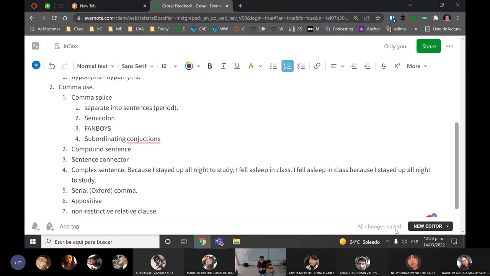So sometimes we use commas when we don't need it. We overuse the comma. And that's why I'm saying, as you're learning these five or six situations or contexts for using a comma, if it doesn't fall into one of these categories, probably you don't need it. That's my point. If it's not in a compound sentence, sentence connector, serial comma, appositive, probably don't need it.